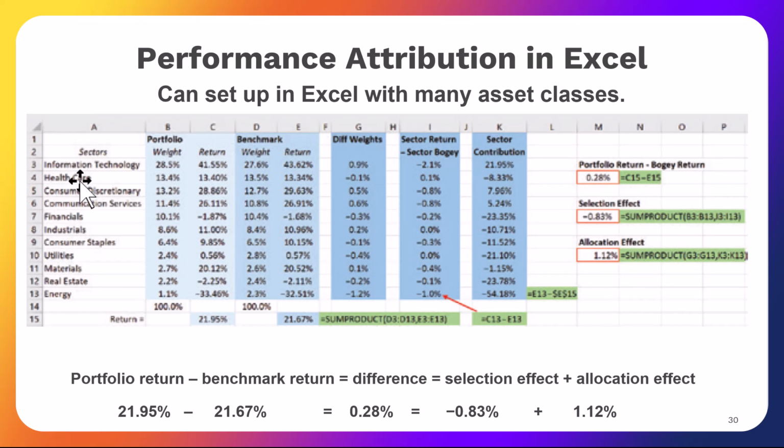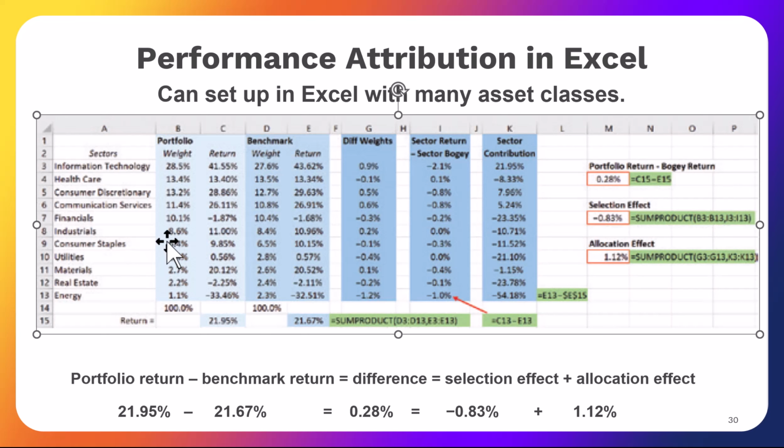So here we have some sectors. We've invested in this index or this portfolio that has, in this case, 28.5% invested in information technology. 8.6% is in industrials. Now the benchmark that we're comparing to has 27.6% in information technology and 8.4% in industrials. So our portfolio weight is different than our benchmark weight. So of course our returns are going to be different.